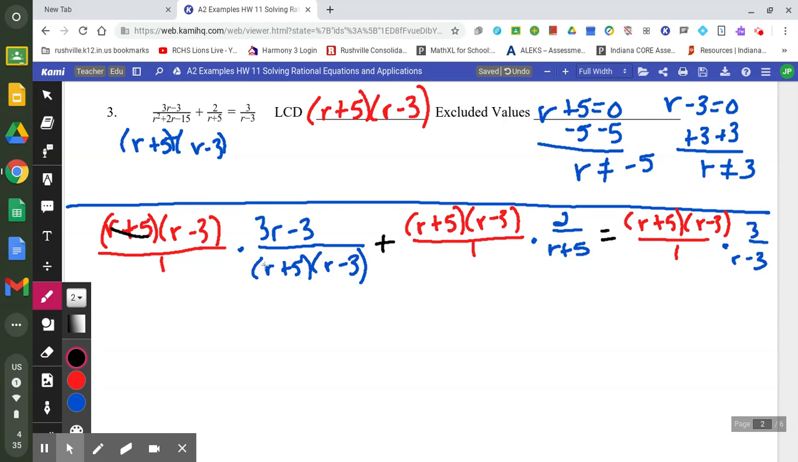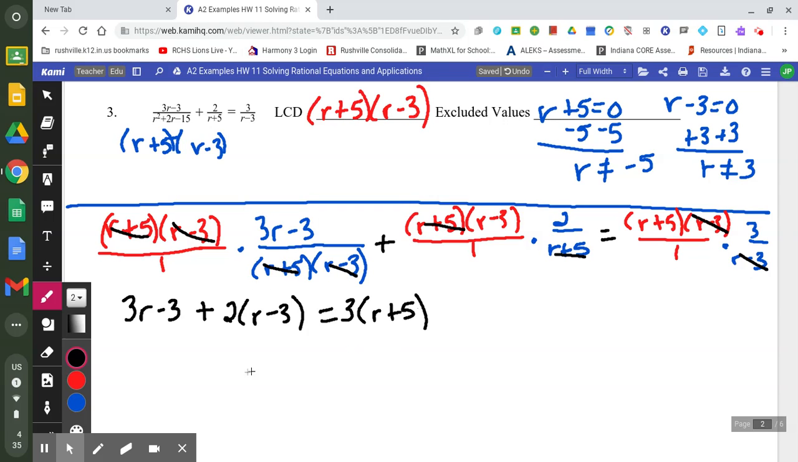R plus 5 on top, r plus 5 on bottom, r minus 3 on top, r minus 3 on bottom, leaves me with 3r minus 3 plus, and then I have r plus 5 on top, r plus 5 on bottom. So now I'm left with 2 times r minus 3 equals, then r minus 3 on top, r minus 3 on bottom. I'm left with 3 times r plus 5. And now I begin the process to solve for r. So I need to do the distributing here.